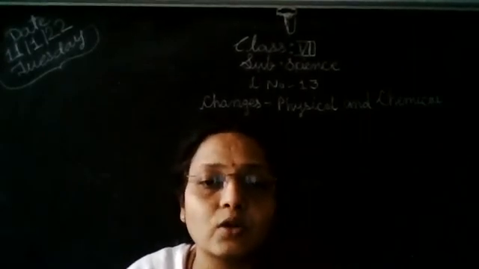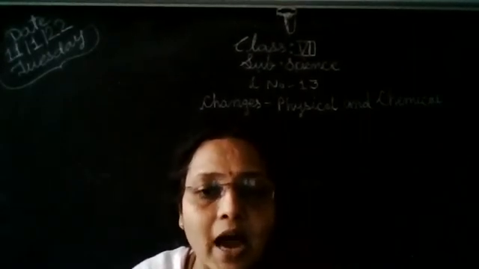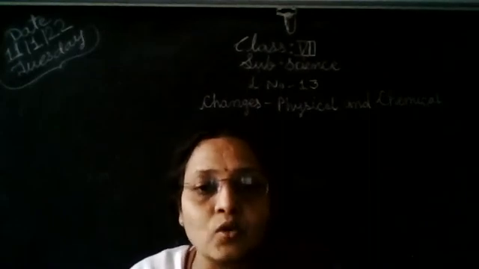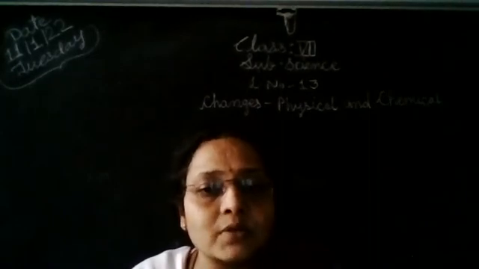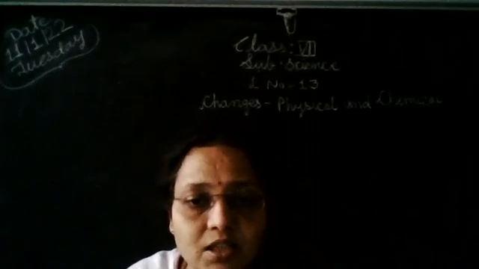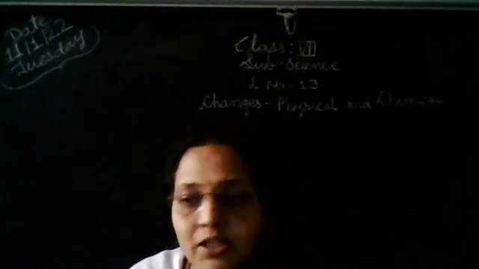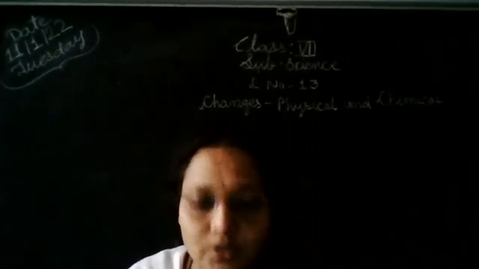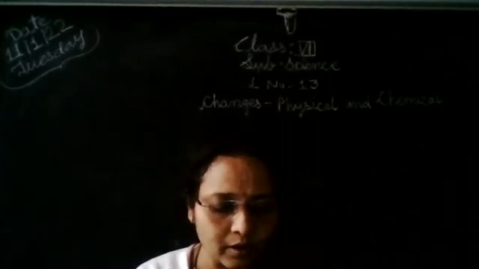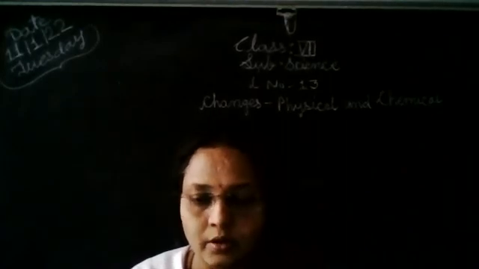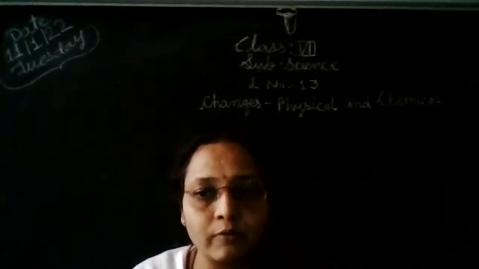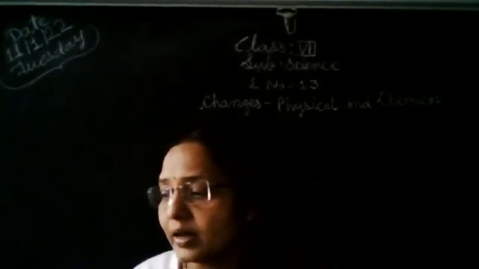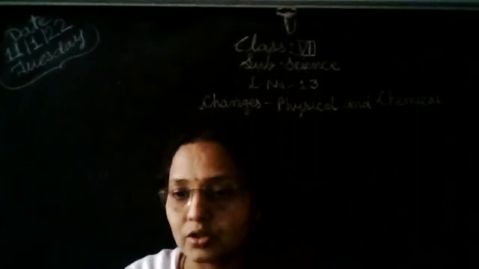Rusting of iron is also a chemical change. When iron rusts, oxidation takes place. It forms iron oxide as rust, and rusting is a chemical change. So here we learned about physical change and chemical change.